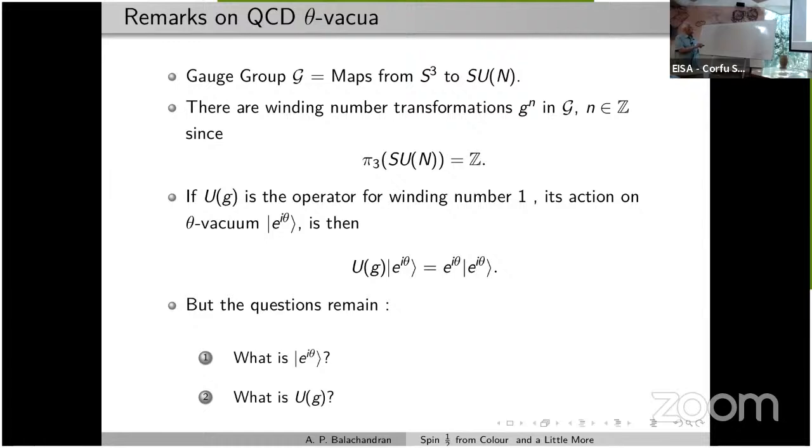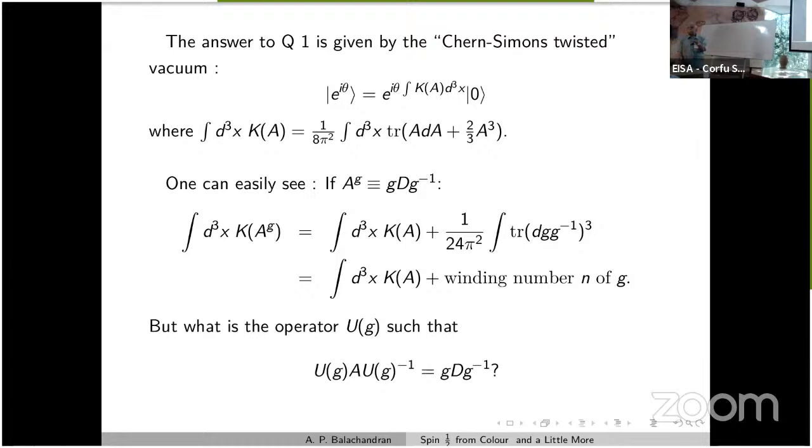Okay? Because you don't know, the two questions which remain are, what is this exponential i theta? We have to write it in terms of, say, Fock space on which I can act with operators. And I should tell you what this operator U_G is, okay, explicitly. The first is easy to solve, because you can already guess it from the instanton physics. It is simply given by, we say the Fock vacuum, zero is the Fock vacuum, and applying the turns, I twist the state by exponential i theta times this Chern-Simons state K, where K is defined by this equation here. So I define this exponential i theta by this equation.